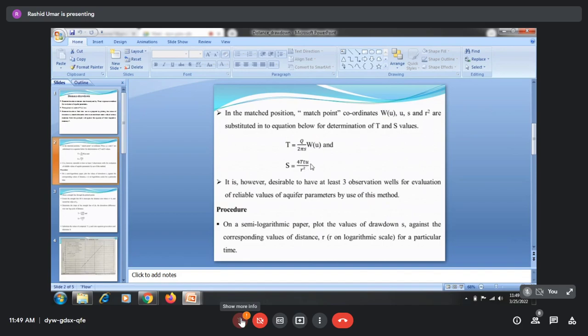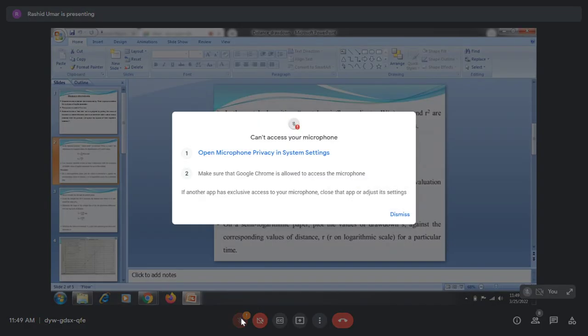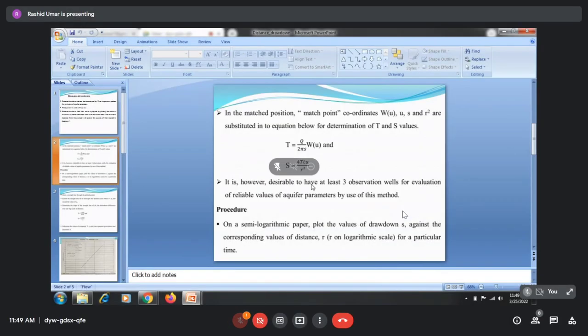And the value of U, we read it from the graph. And the distance square, R square, is given here. Now, it is however desirable to have at least 3 observation wells for evaluation of reliable aquifer parameters by use of this method. So the condition is that there should be at least 3 observation wells located in the same manner with different distances. The more wells there are, the more reliable your data will be.